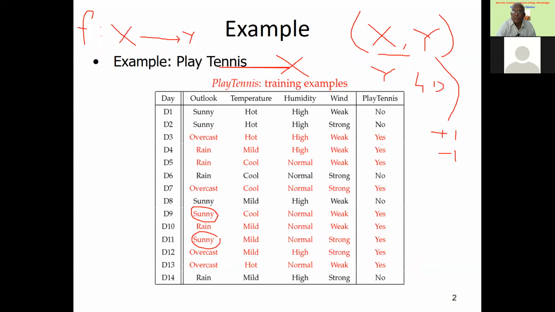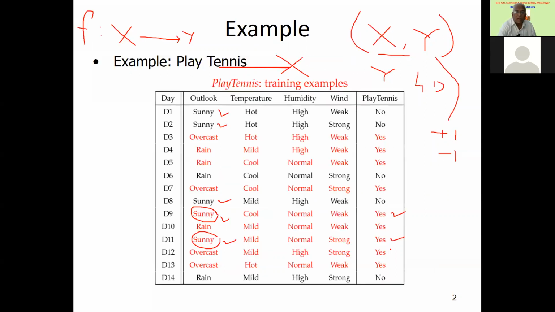So see, this is the day is sunny. Sunny, sunny, sunny, sunny. This is one. So there are 5 sunny days. And out of these 5 sunny days, you have played, see how many times? This one time and this one time. So there are only 2 days that are sunny and you have played.